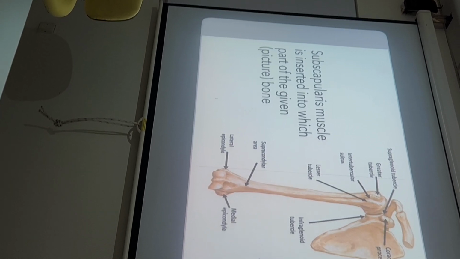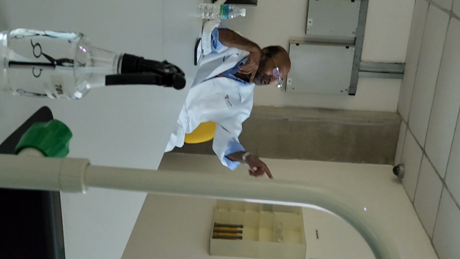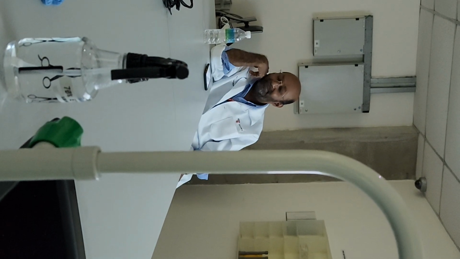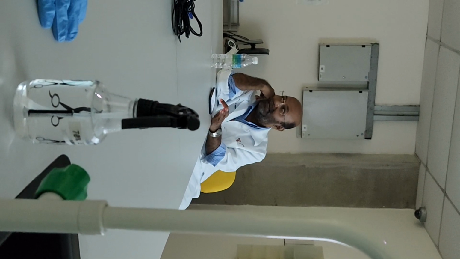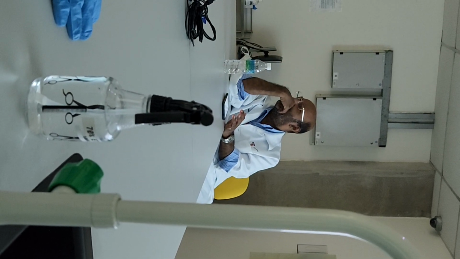Lesser tubercle. Yes, it is inserted into the lesser tubercle. The other three of the rotator cuff are inserted into the greater tubercle. Understood? Now, what type of muscle is subscapularis?